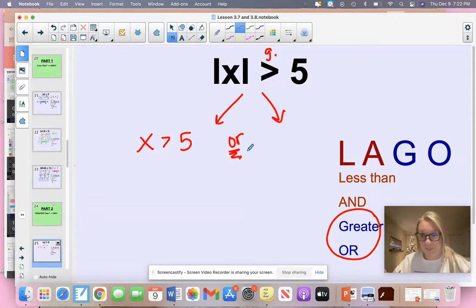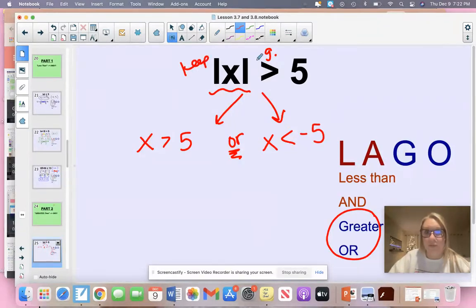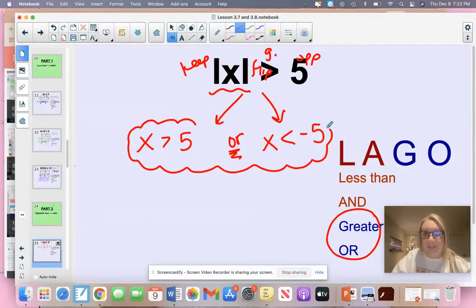Okay, here's where it gets a little bit different. You're going to write the variable, flip your sign, make this the opposite. So this is keep, flip, opposite. Keep, flip, opposite, or keep, flip, change. This right here, this is what we need. x is greater than 5 or x is less than negative 5.